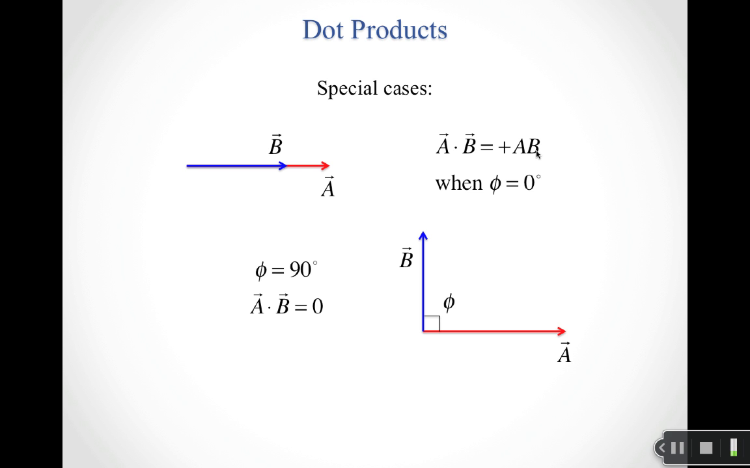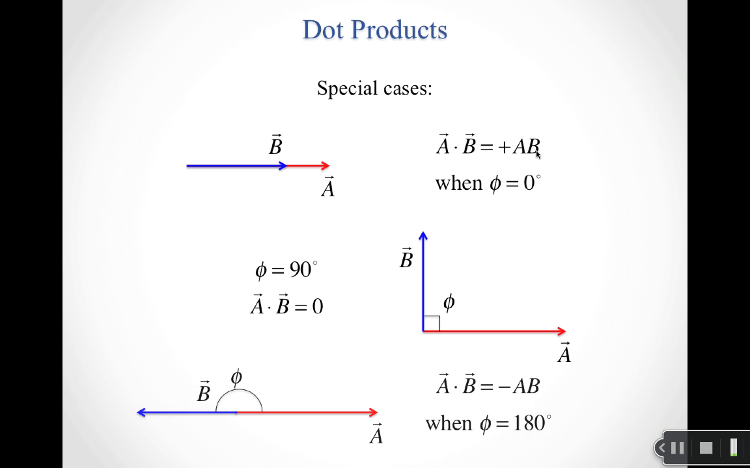Again, when those two vectors are perpendicular to each other, like we've already seen, that means my dot product will be 0. And when they point in opposite directions, now the angle between them, phi, is 180 degrees. Cosine of 180 degrees is just another way of saying negative 1. So I end up with negative magnitude of A times magnitude of B.